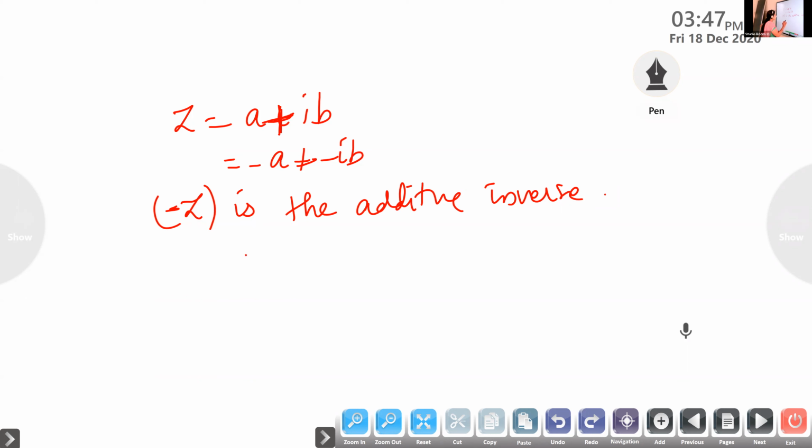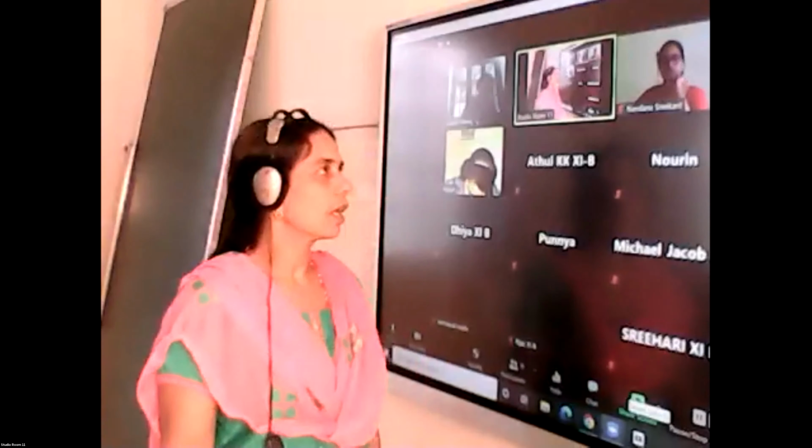So if you take the number 3 plus 2i, what will be its additive inverse? Minus 3 minus 2i. Minus 3 minus 2i is the additive inverse. Is it clear, children? Is it okay?